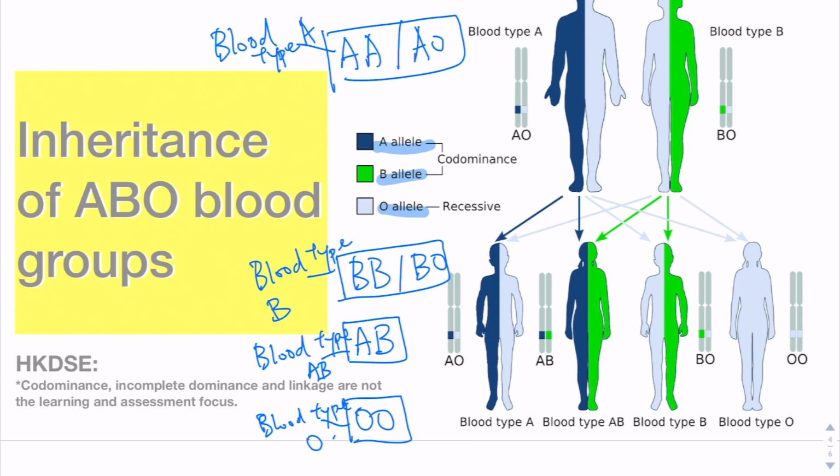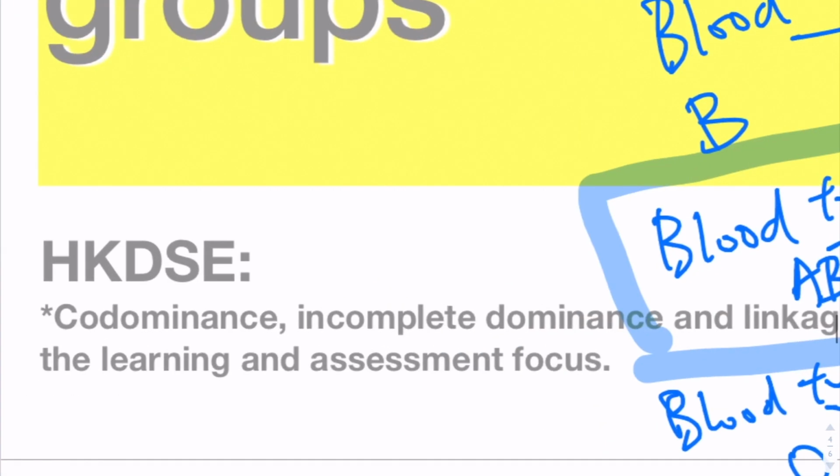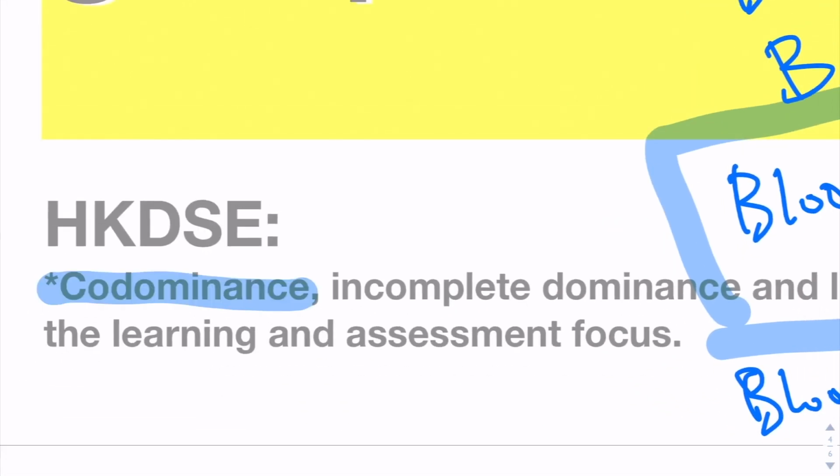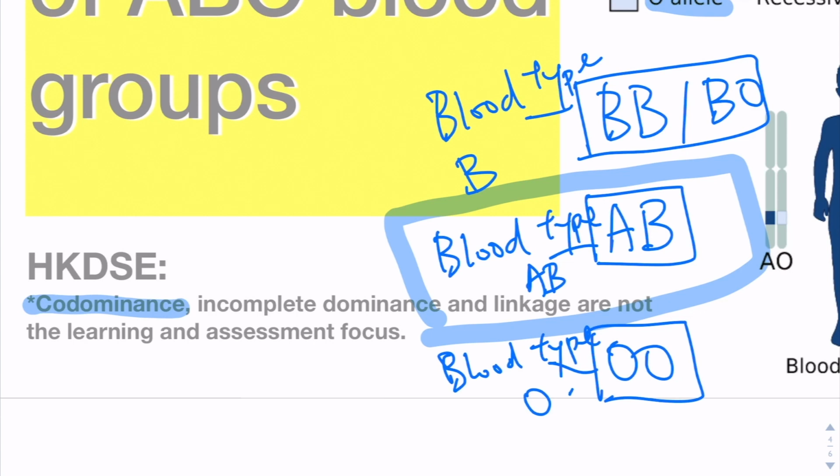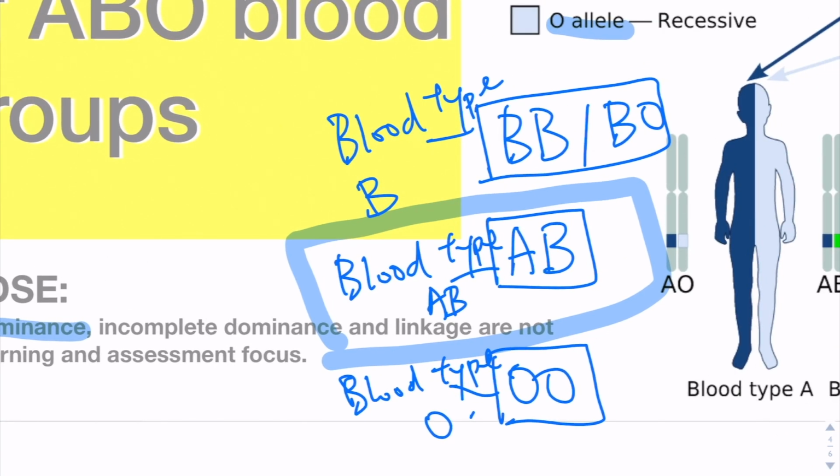Just to make sure we have a common ground to understand how the genotypes affect the phenotype: in the AB case, both allele A and allele B are present. Which one is dominant, which one is recessive, we don't know. Neither is dominant or recessive when they are together. This is what we call codominance. But codominance is not important at all in HKDSE, so just ignore this word. In genetics, though, we call them codominance.